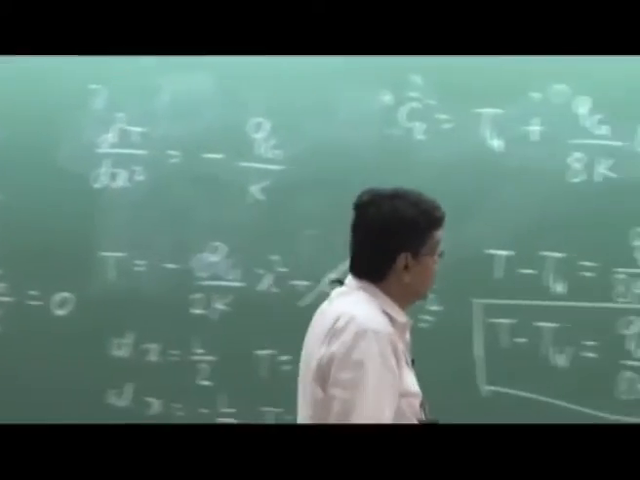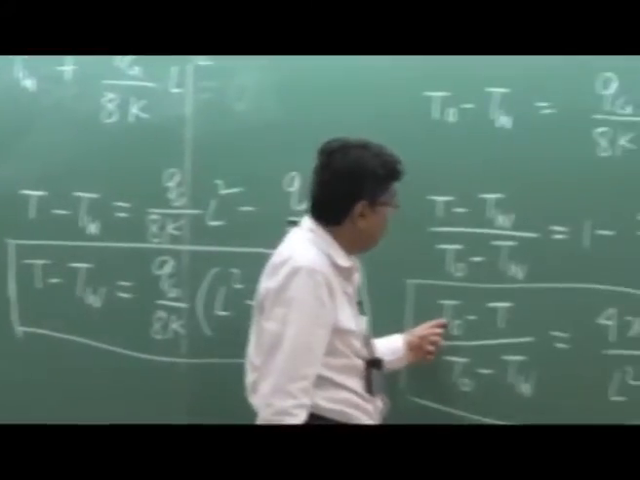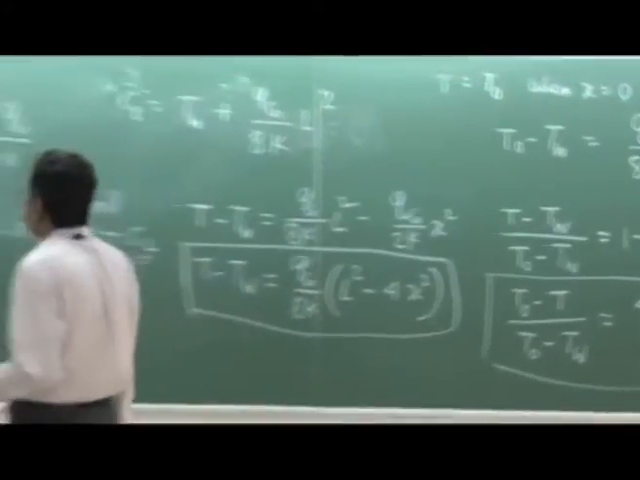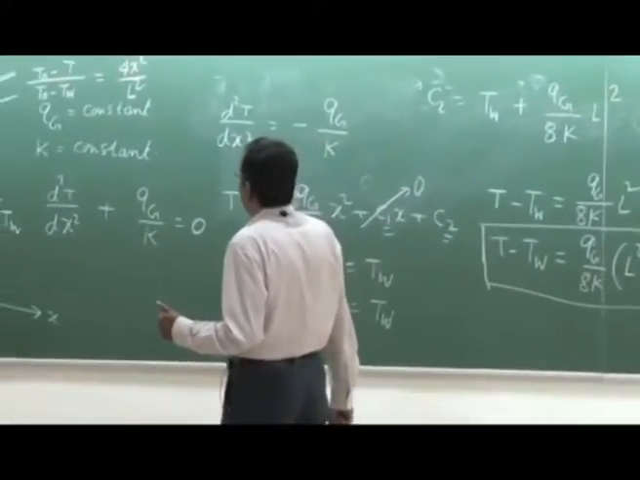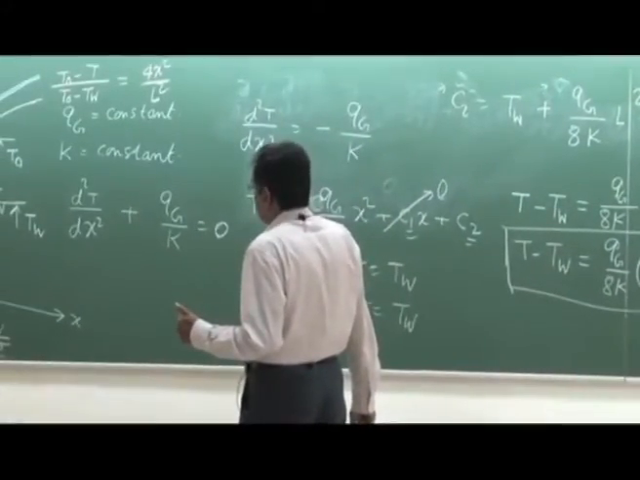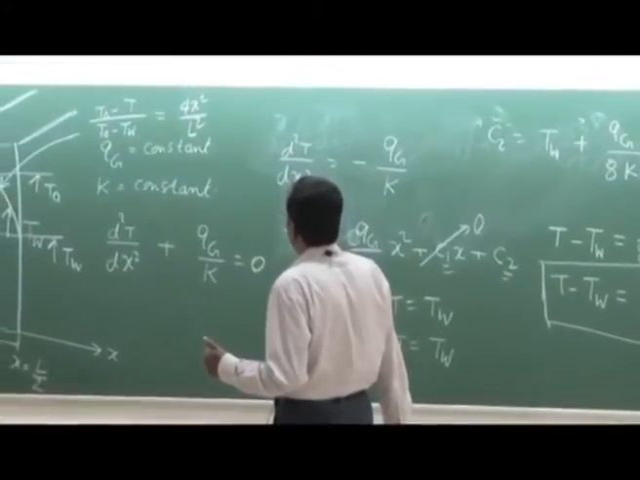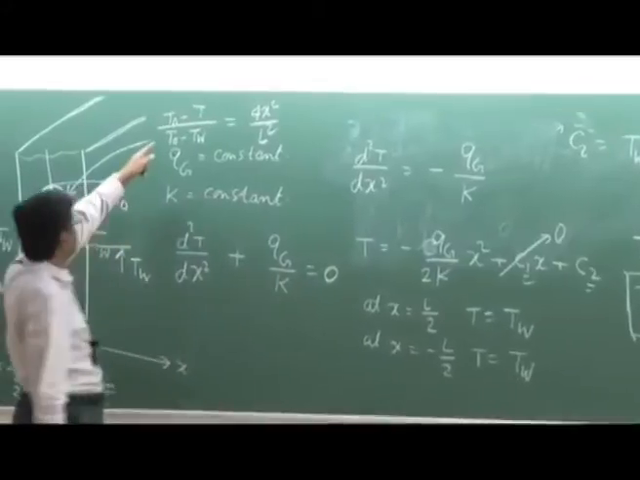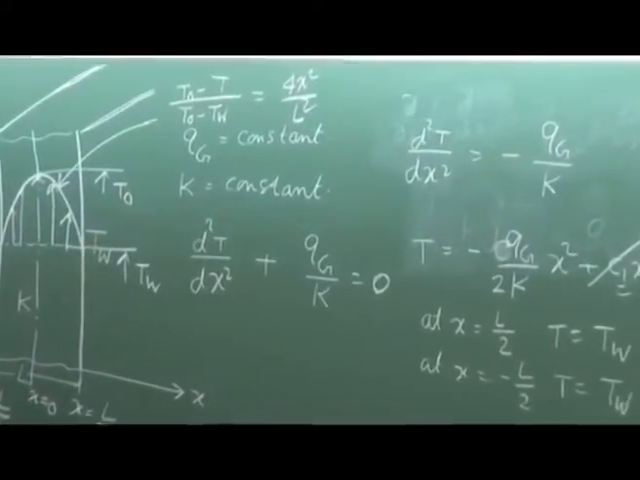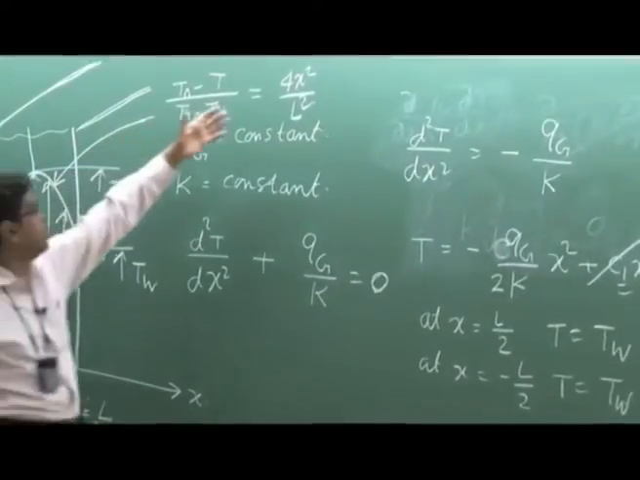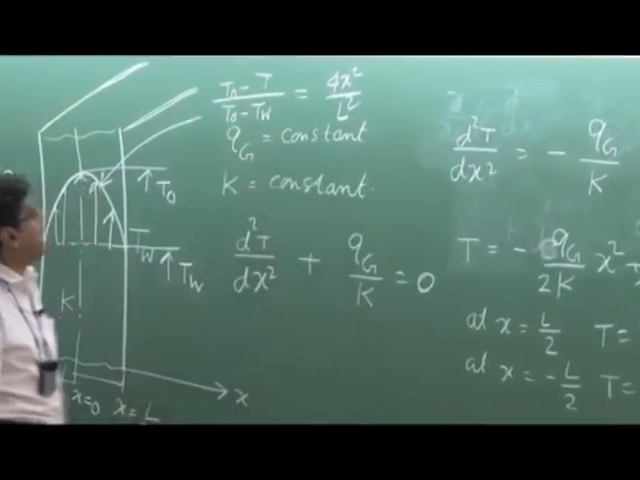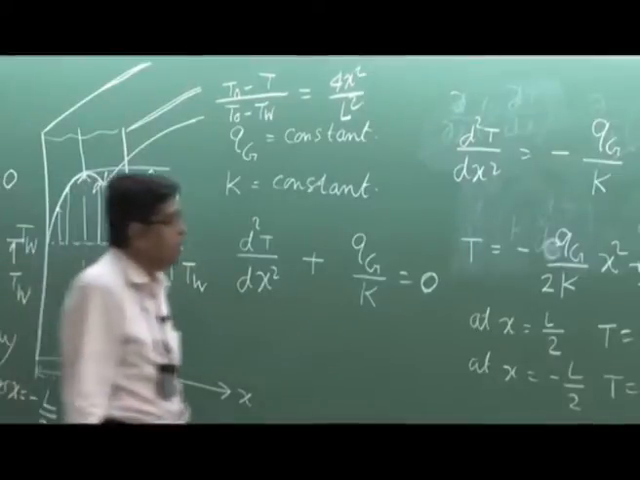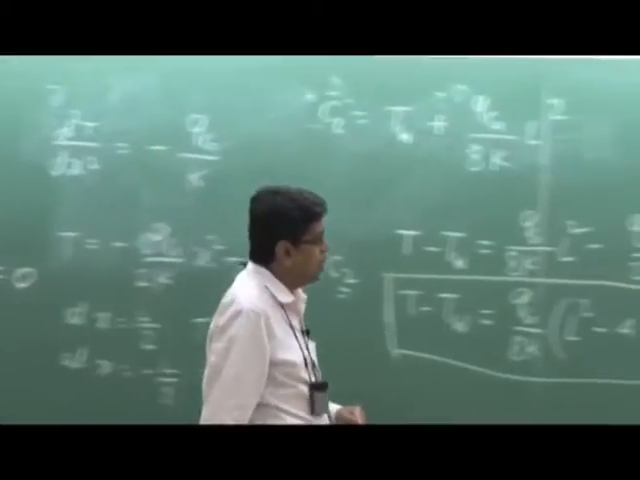T0 minus T. At x is equal to 0, the value is t is equal to t0, and at x is equal to L by 2, t is equal to tw. I think it is alright. X is equal to 0, t is equal to t0 and x is equal to L by 2, t is equal to tw. It is perfectly alright. That means this is a parabolic distribution.